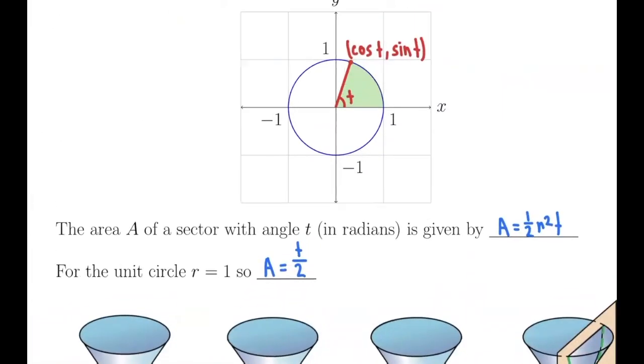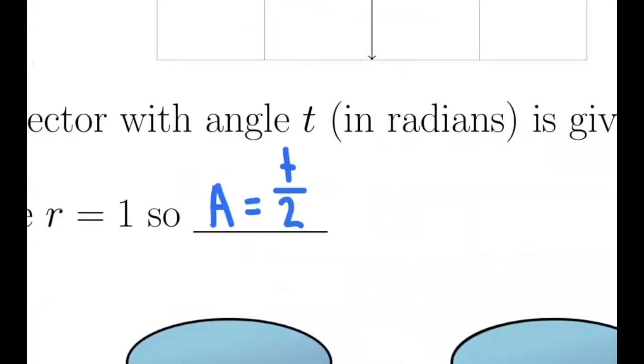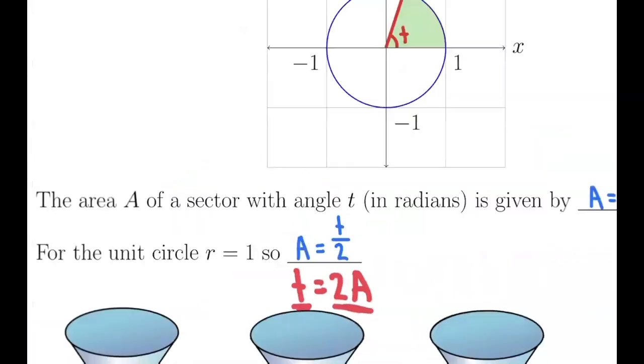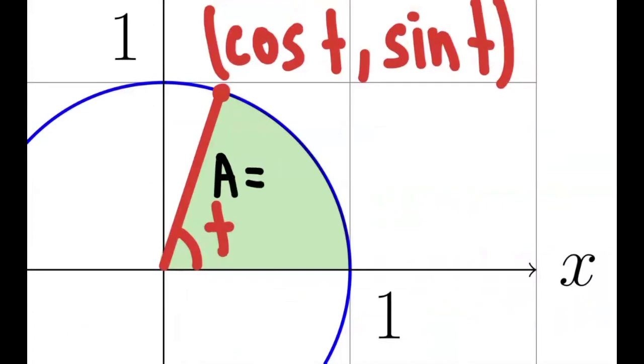All right, so that's interesting because this angle t represents twice the area of this sector, because if you multiply both sides by 2, you'll get t equals 2A. So t is twice the area of that sector. So let me just write that in here. So we know A equals t over 2.